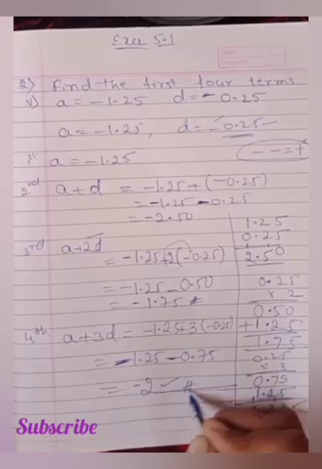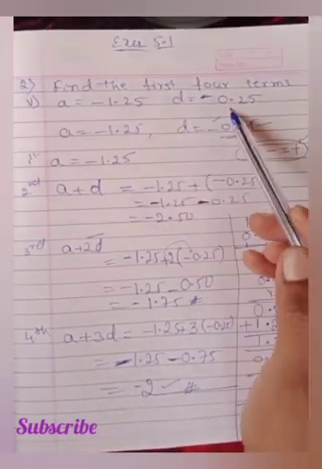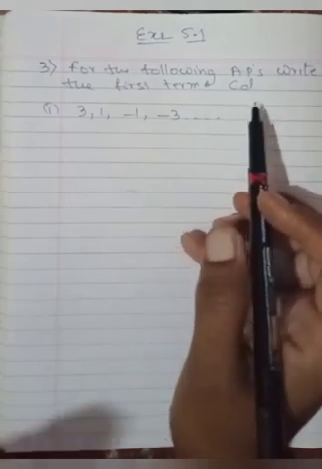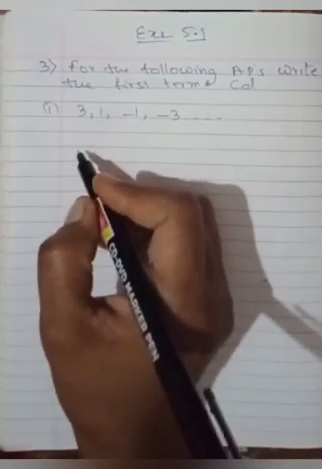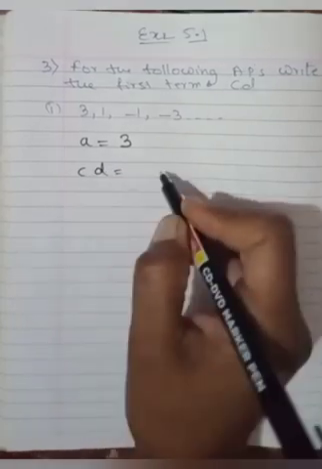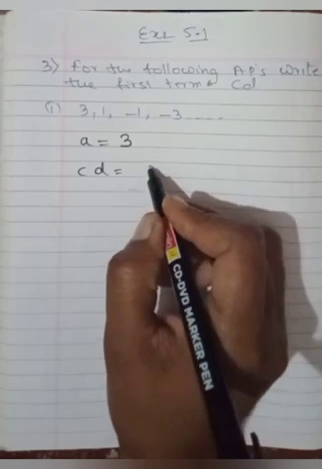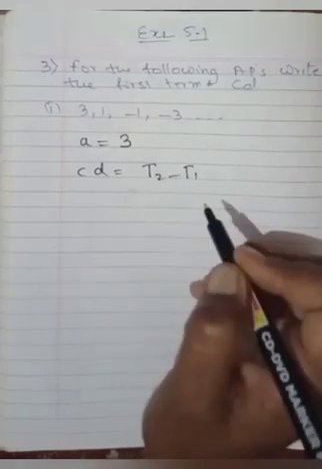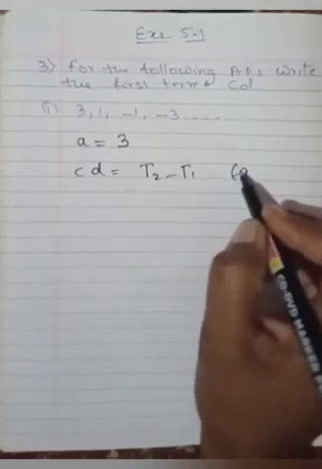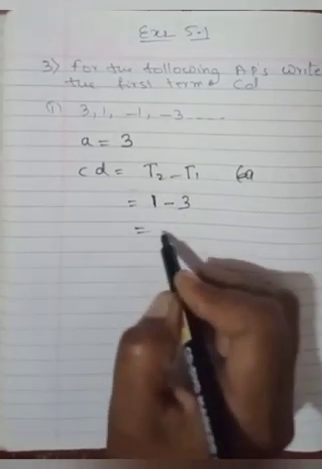So these are the 4 terms of the AP. Write the first term and the CD. Very simple problem it is. First term means very simple, A it is 3. CD means common difference. Common difference I will do, second term and the first term subtraction of that one. You can say T2 minus T1, or you can say D. Then you are going to write here 1 minus 3, which is equal to minus 2.